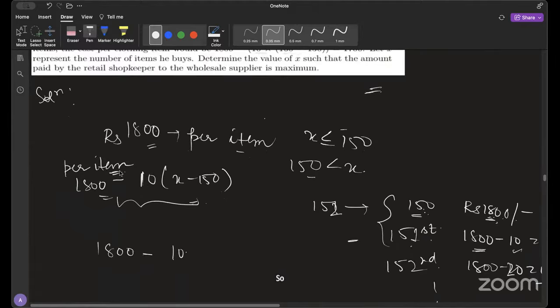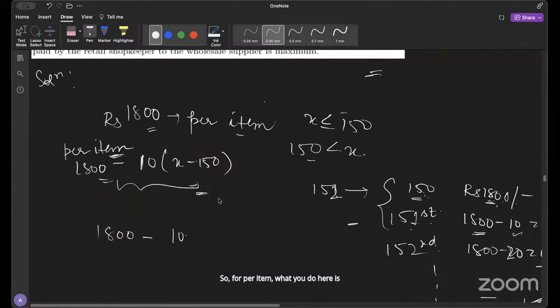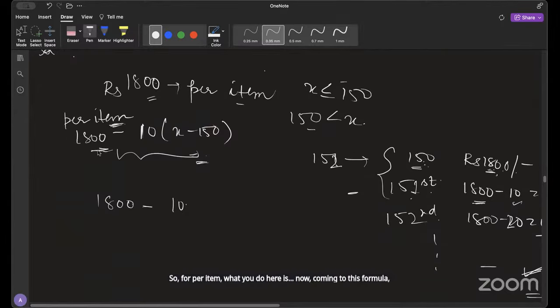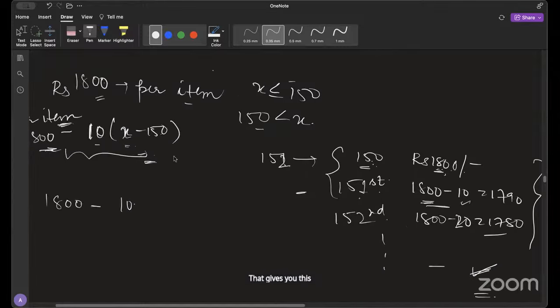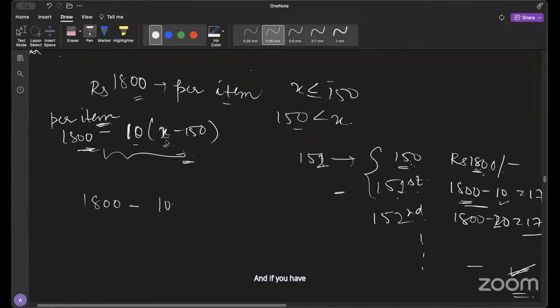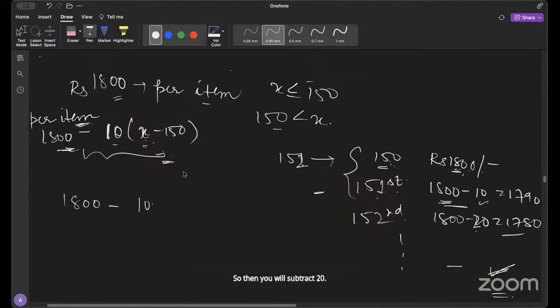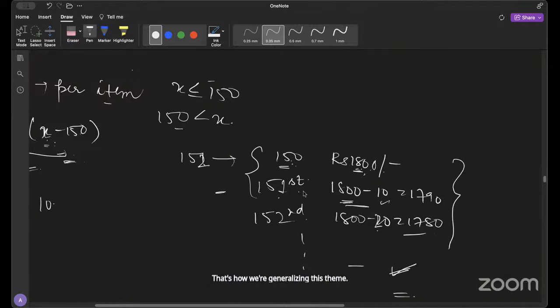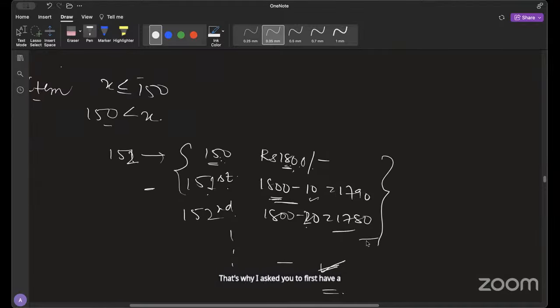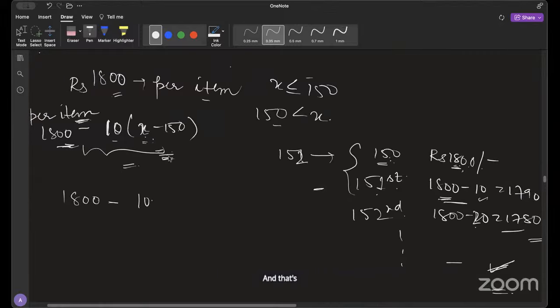So for per item, now coming to this formula, this is 1800 and you have to subtract 10 each time. But if you have one, let's just say if it was 151, you will have one here, so you only subtract 10. That gives you this thing. And if you have 152, you will be left with 2 here, so then you will subtract 20. That's how we're generalizing this thing. That's why I asked you to first have a look at this thing. And that's how we generalize it here.